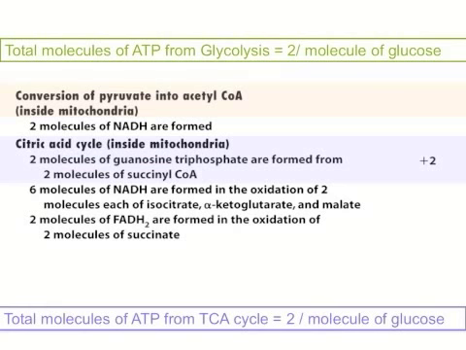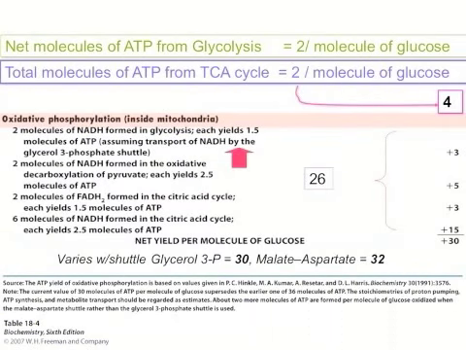Now, from the conversion of pyruvate into acetyl-CoA inside the mitochondrion, you get 2 molecules of NADH. And in the citric acid cycle inside the mitochondrion, you get 2 molecules of guanosine triphosphate and this can be thought of as ATP. You also get 6 molecules of NADH and 2 molecules of FADH2. And so we get 2 net molecules of ATP from glycolysis from each mole of glucose, and 2 ATPs from the TCA cycle per mole of glucose. This yields 4.